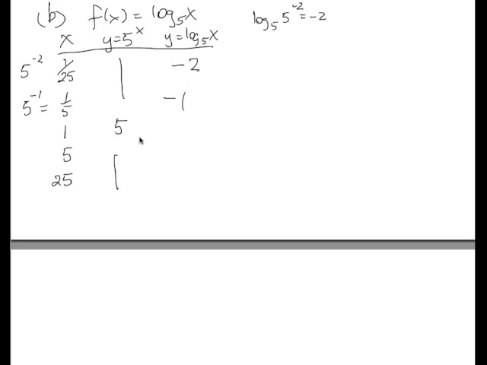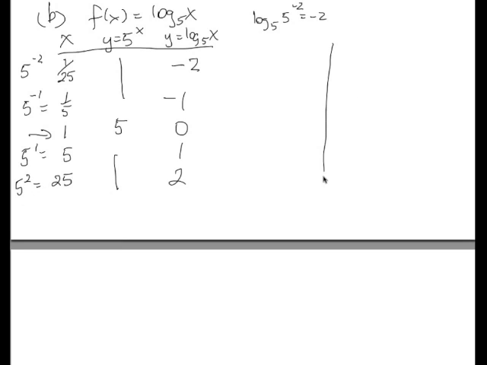Now this one's actually easier to draw. When I do 1 here, of course, log in base 5 of 1 will be 0, because we always know that the log function goes through (1, 0). When it's 5, this is 5 to the 1, so that would be 1. This is 5 squared, so this would be 2.